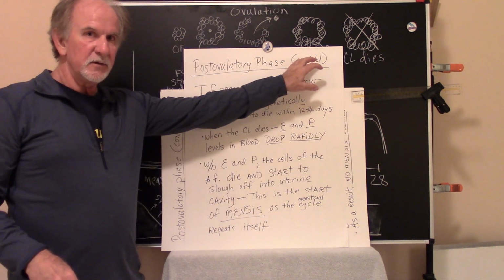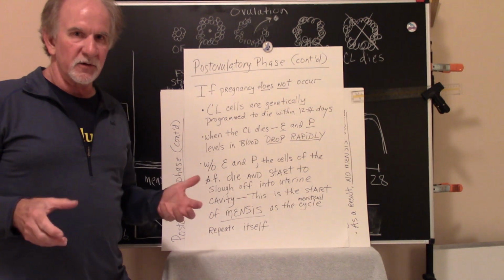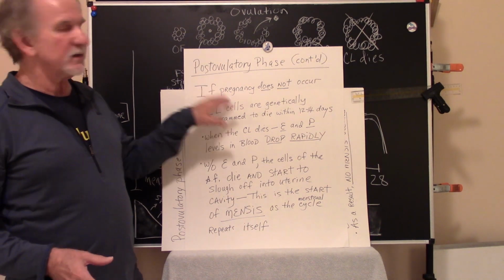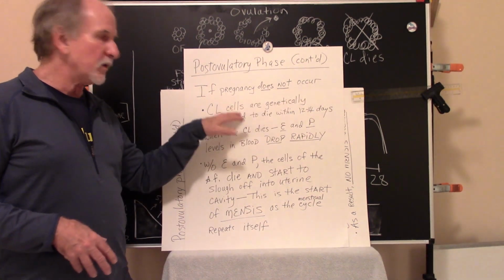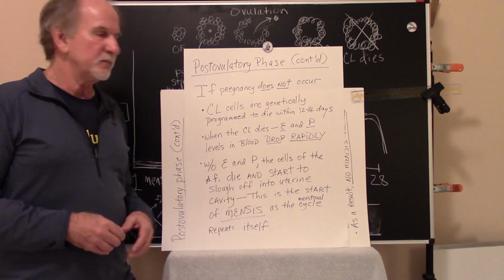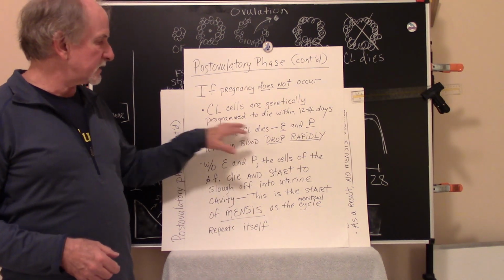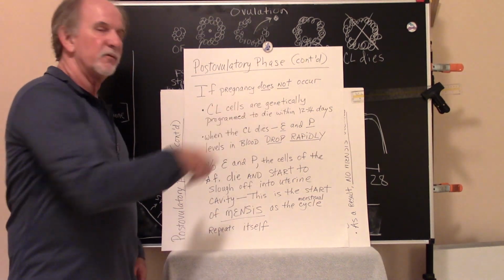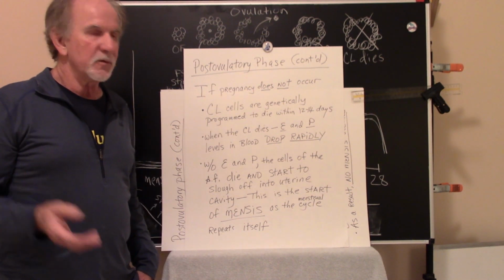So, we're going to continue talking about the post-ovulatory phase. If a pregnancy doesn't occur, that means there wasn't a fertilization event and an embryo that formed. So if a pregnancy does not occur, then the cells of the corpus luteum are genetically programmed to die within 12 to 14 days. That's their lifespan if a pregnancy does not occur. Now when the cells of the corpus luteum die, they no longer secrete estrogen and progesterone, and estrogen and progesterone levels in the blood would plummet. I mean, they drop sharply within a very short period of time.